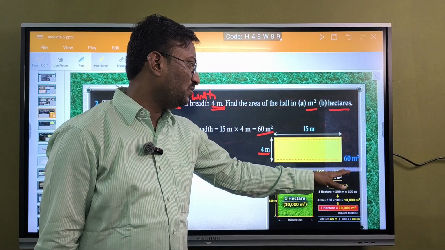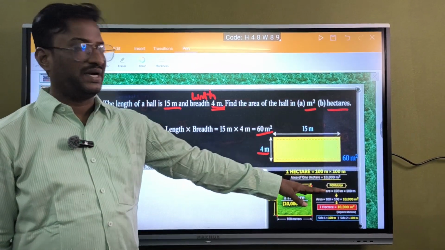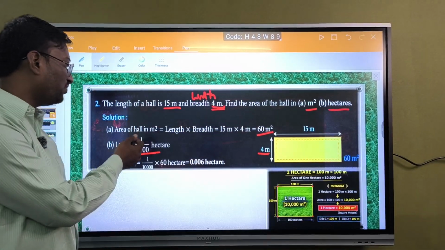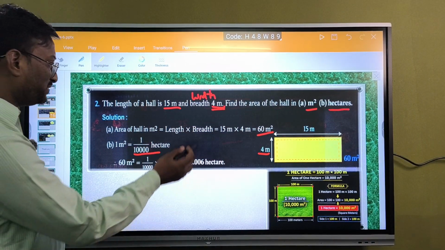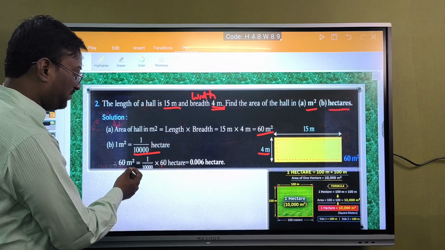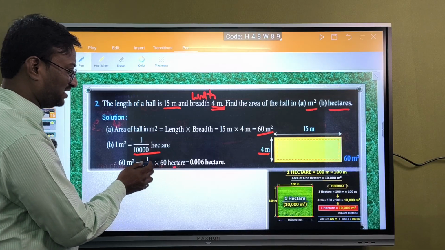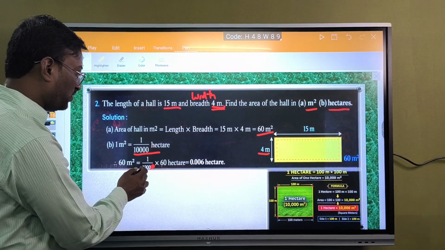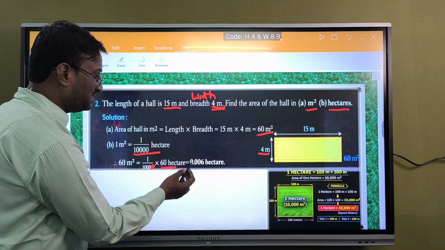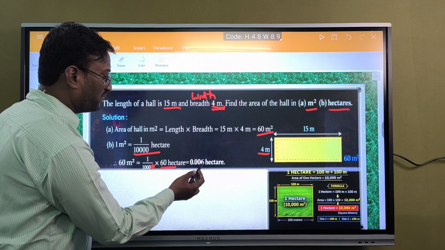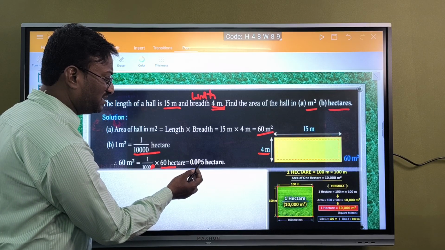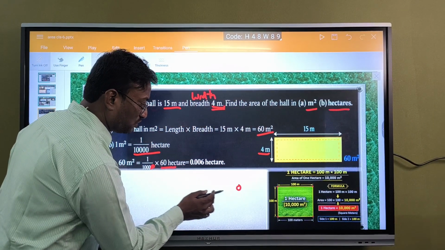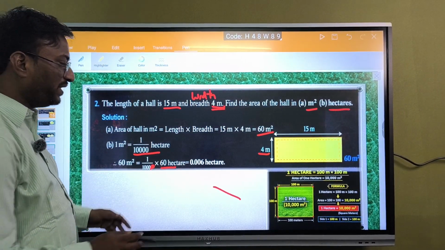1 hectare is equal to 100 meters into 100 meters, that is 10,000 meter square, so 1 meter square is equal to 1 by 10,000 hectares. So what happens to 60 meter square? It is equal to 1 by 10,000 into 60 hectares. The zeros get cancelled, leaving 6 followed by 3 zeros in the denominator.